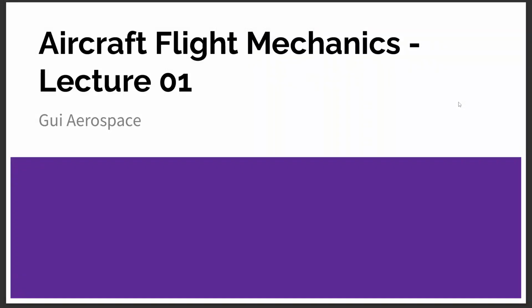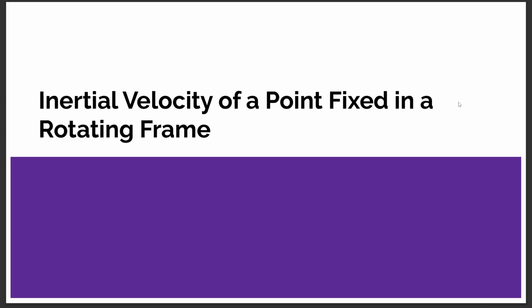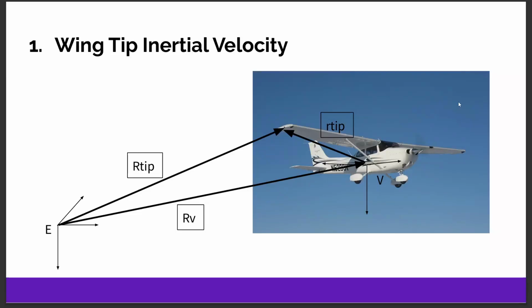Hi everyone, and welcome to my presentation on how to compute the inertial velocity of a point fixed in a rotating frame. So the first example that we're going to see today is the wingtip of an aircraft, and we want to know how to compute the inertial velocity of that wingtip, and that is with respect to the airframe.